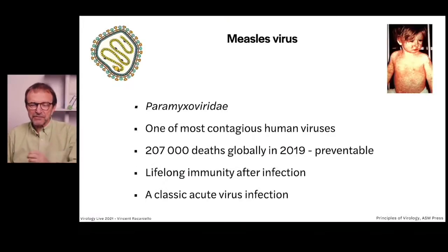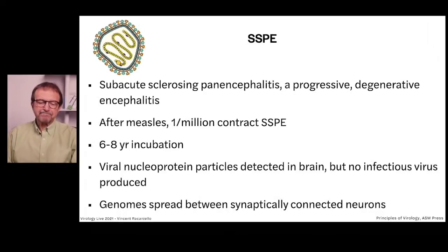All right, let's go through some examples of persistent infections. Measles virus. Oh, yeah, this was in our acute infection session last week, right? It just illustrates that it's not black and white always. Here's measles virus, a paramyxovirus, extremely contagious. Look at this, 207,000 deaths globally in 2019, completely preventable by vaccination. It's just a shame, right? Lifetime immunity after infection, a classic acute infection. It comes and goes, you resolve, and you may get very sick, but for the most part it resolves. Or does it? Well, not always.